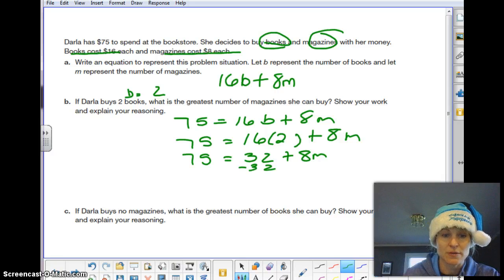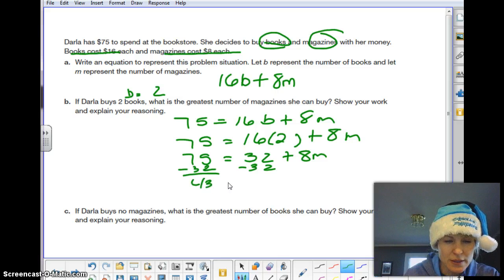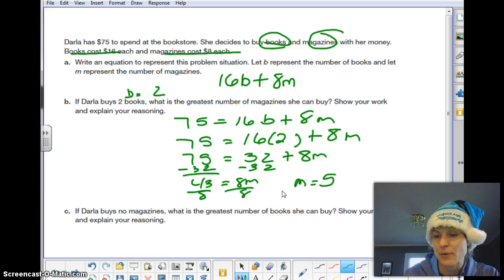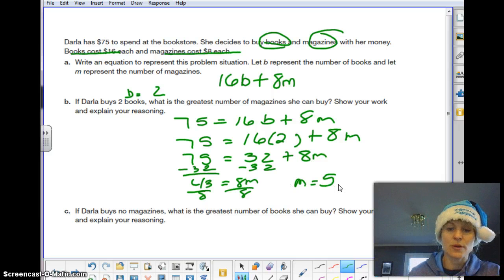So I'm going to subtract my 32, and I will have 43 equals 8m. We divide that by 8. And then, let's see, 8 goes in there 5 times, right, with some left over. But that wouldn't be enough to buy another magazine. So we know we can buy 5 magazines if she buys 2 books.